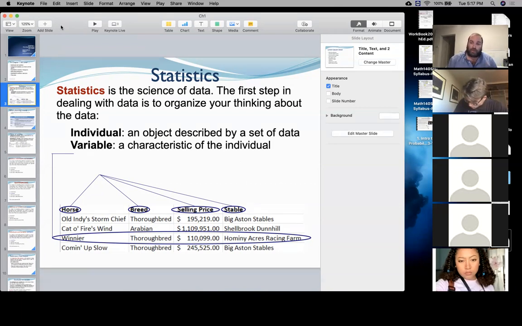What is the variable that we're curious about? What is the characteristic of the individual that's key for this particular study? It will be the diameter in my example. Does that make sense so far? The difference between an individual and a variable?